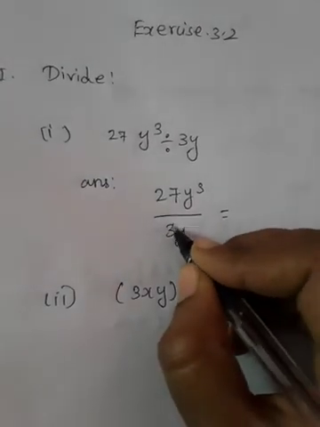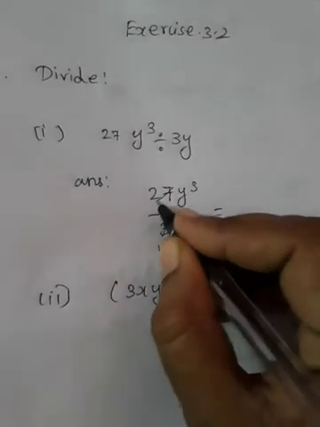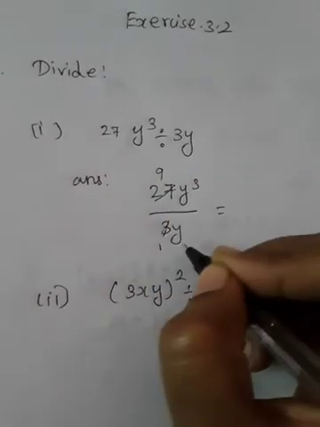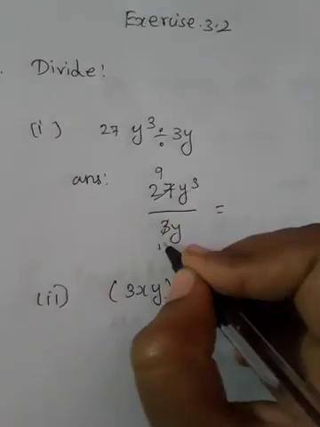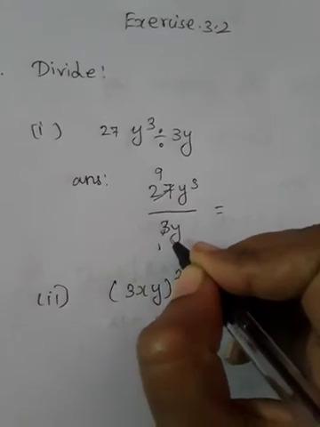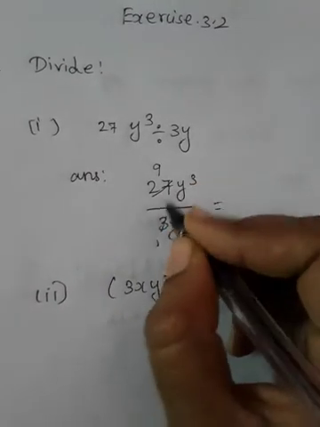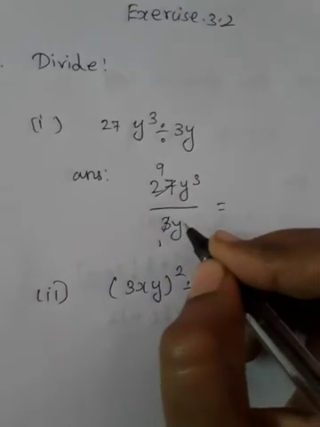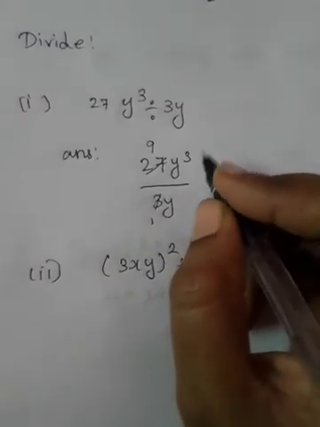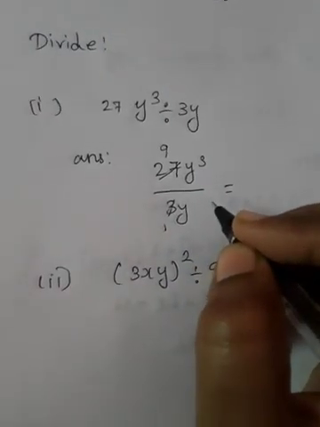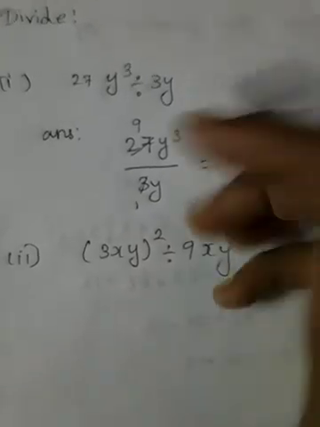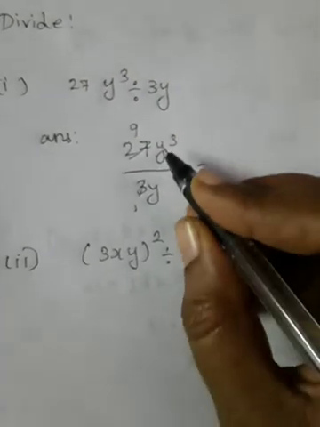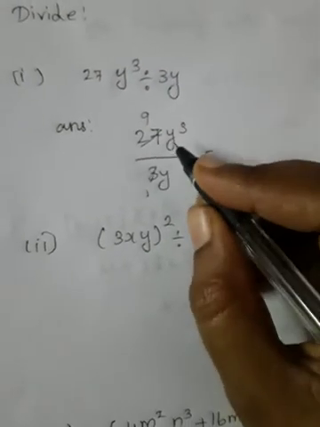3 ones are 3, 3 nines are 27. Okay, easy, right? So number term separately you want to cancel, then alphabetical terms you want to cancel it separately. Okay, let's cancel the alphabetical term. Alphabetical term is nothing but variable term.